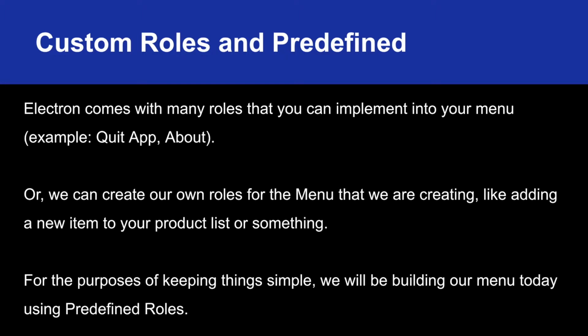The reason is that we don't have any fancy functions right now that we can implement into our menu. We're just in the beginning. We don't even know how to do stuff yet. So for that very reason, we're going to use predefined roles, which will allow us to quit the app. We'll learn separator, hide, unhide, about, and quit. So it's going to be pretty fun. We're going to learn how to create the labels, file, edit, history, whatever you want. Alright? So let's get started.